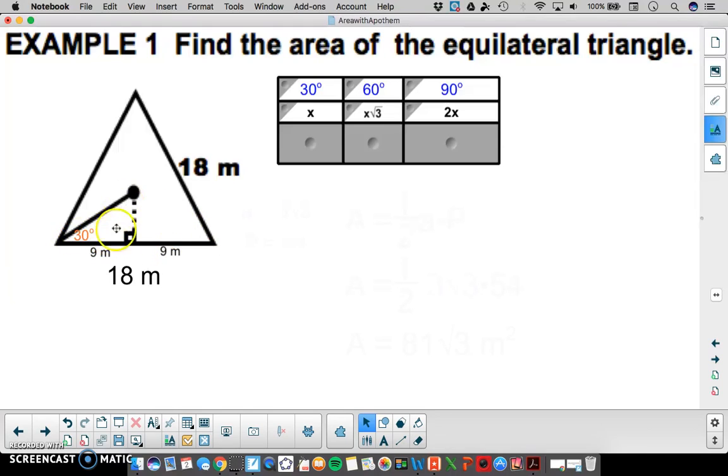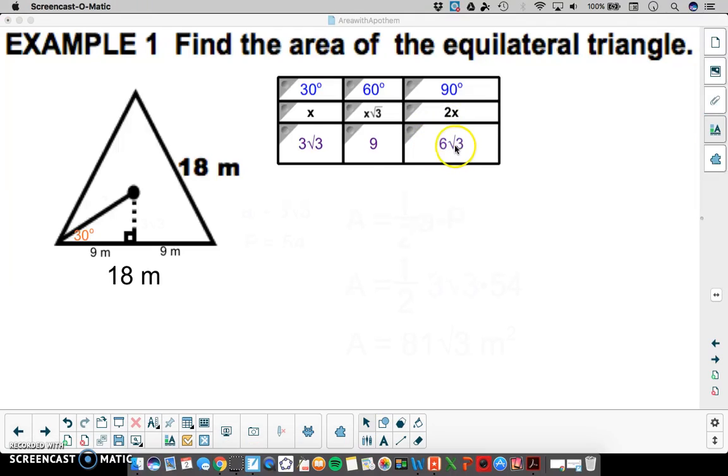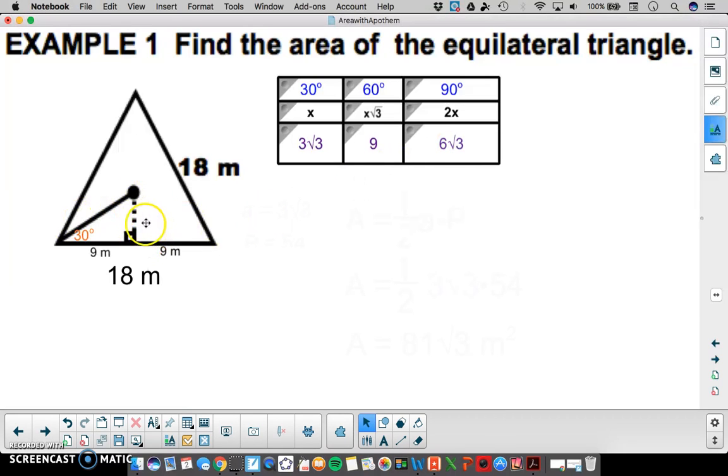We are given the side across from the 60, which is 9. We divide by √3 to get x, which will be 3√3. And then multiply by 2 to get our hypotenuse, which will be 6√3. Now knowing the pieces of that 30, 60, 90 triangle, we know across from the 30 is 3√3, across from the 90 is 6√3. The measure of our apothem is 3√3, and our perimeter is 54, which is 18, 18, and 18. Now that we have our apothem and perimeter, we can find the area.